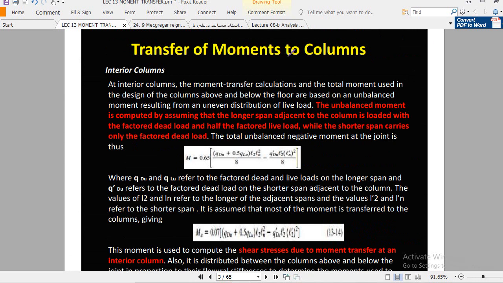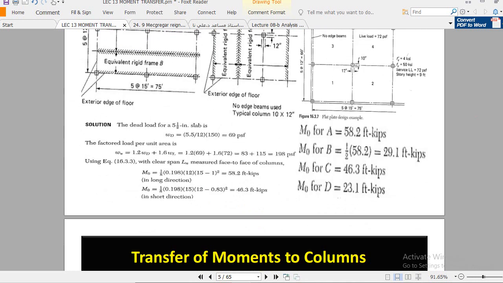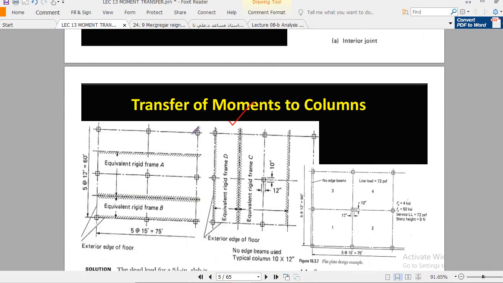We saw in lecture number 13 we covered transfer of moments to columns, and we covered these examples. We did one example over the transfer of the moment in the longitudinal direction, for these two frames, and similarly for these two frames. And today we will cover one other example, which is basically the rest of the part of this example.